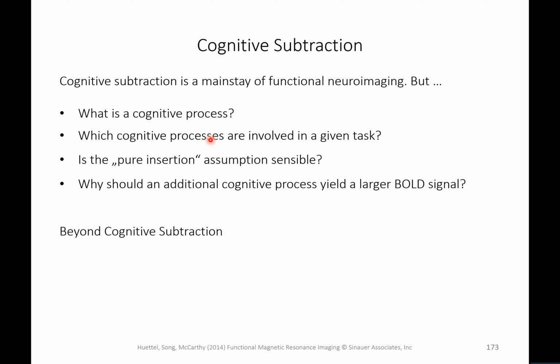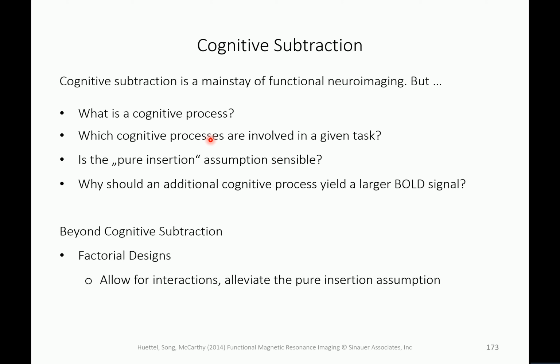One can go a little bit beyond cognitive subtractions, for example, with factorial designs, which alleviate the pure insertion assumption, so that a difference between two conditions can be modulated by another factor, in this case another cognitive process. So then one doesn't have to have this pure insertion assumption anymore, and I guess this was the idea behind this with the body, that somehow if the body is there, the emotional judgment is different. I would assume that something like this was the idea, hence they did this factorial design.